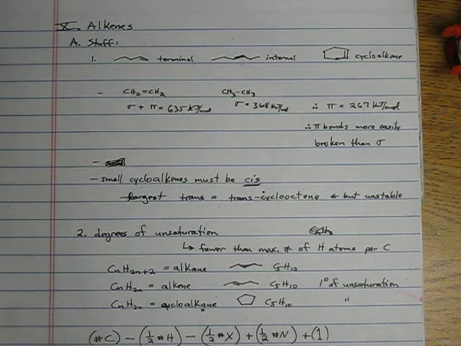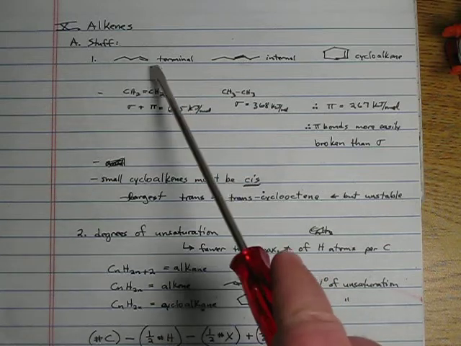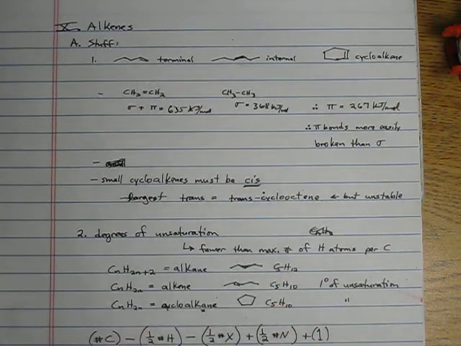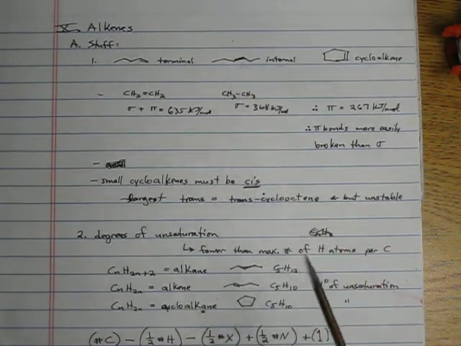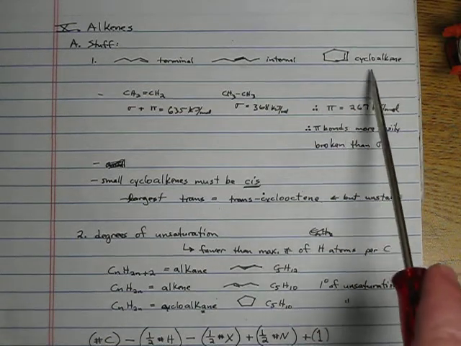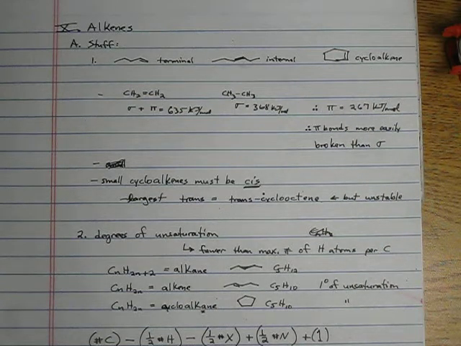Right, let's move on to chapter 10 in your textbook, alkenes. First, some general stuff about alkenes. If the alkene exists at the end of the molecule, we call it a terminal alkene. If it's somewhere in the middle, it's an internal alkene. Of course, if it's in the middle of a ring, it's a cycloalkene.